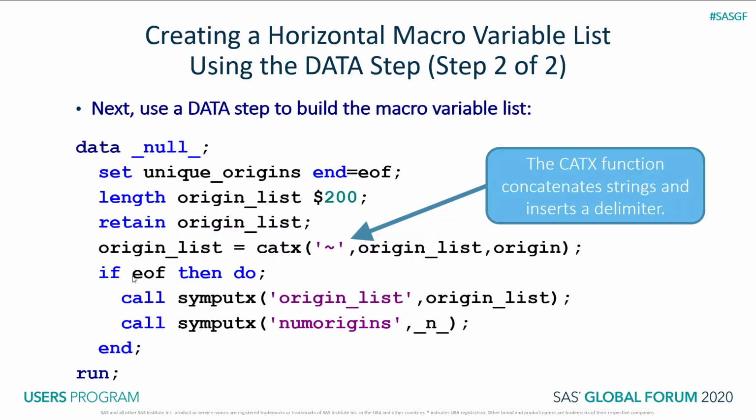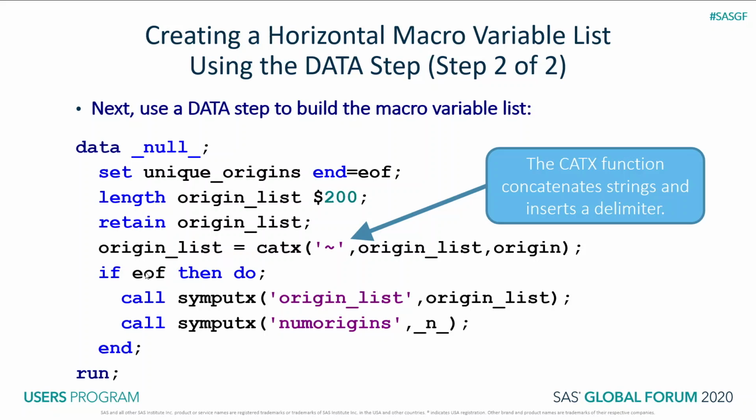Then we have this if EOF then do. Well, EOF is false because we haven't read the last record yet. Since EOF is false, we don't do any of this stuff in the do block down here. And we just finished our trip through the data step, and now we loop back to the top and read another record. We read the second record from unique origins, which is Europe. And now origin_list equals CATX of origin_list, which has Asia from before. And remember, it's still there because we used a retain statement. Asia, the tilde gets inserted as a delimiter, and Europe is the new value we just read in. So now origin_list will have Asia tilde Europe.